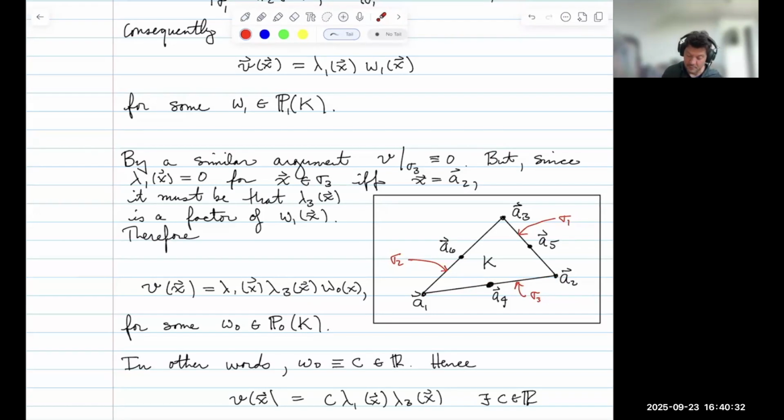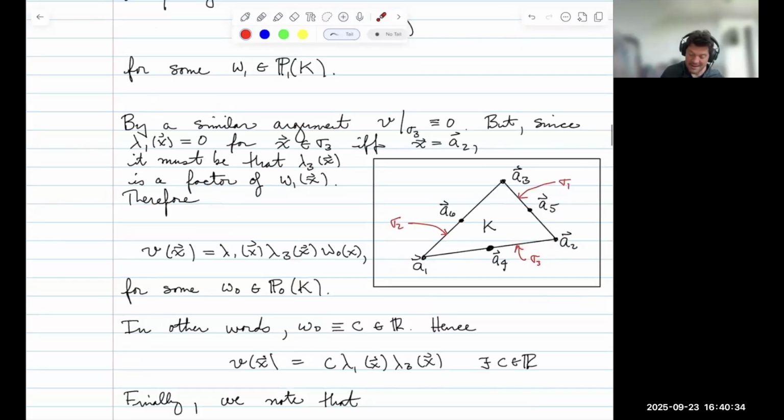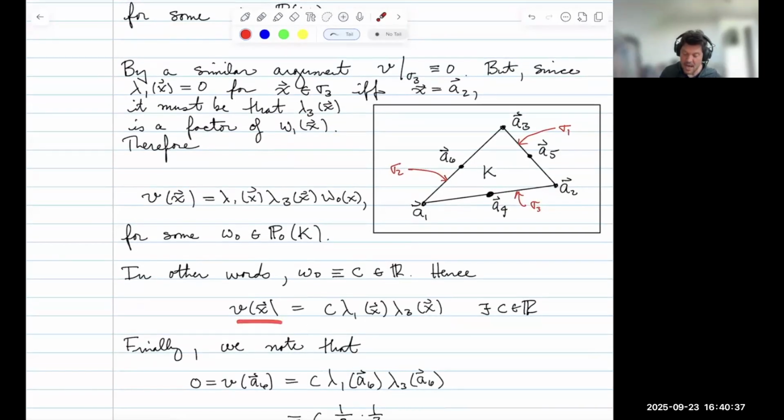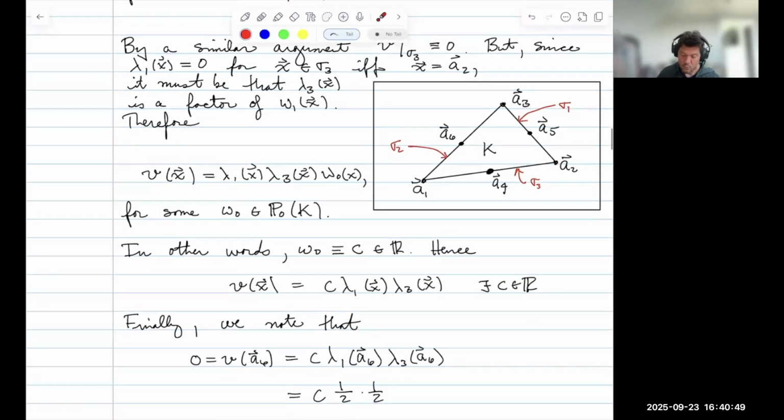So a polynomial of degree at most 0. That means now we've resolved V as C, lambda 1, lambda 3, for some constant. Now finally, what do we know? We know that we've used the zeros at these 5 points. We haven't used the fact that it's 0 at this point yet. So let's now finish it up by evaluating V at the node A6.